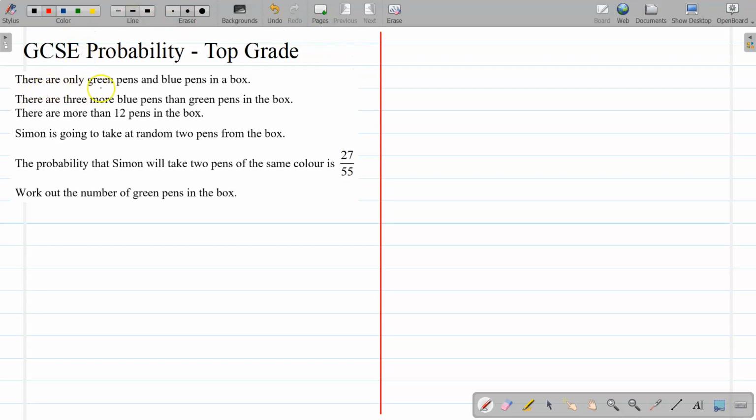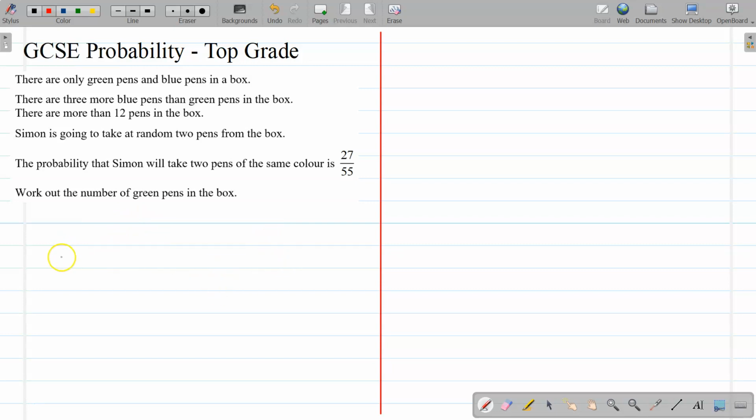We have only green and blue pens in a box, nothing else. There are 3 more blue pens than green pens, and there are more than 12 pens altogether in the box. Simon is going to take at random 2 pens from the box, and we know that the probability that they're both the same colour is 27 over 55. Okay. And finally, we've got to work out the number of green pens in the box.